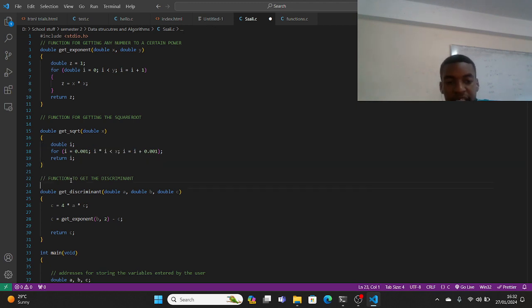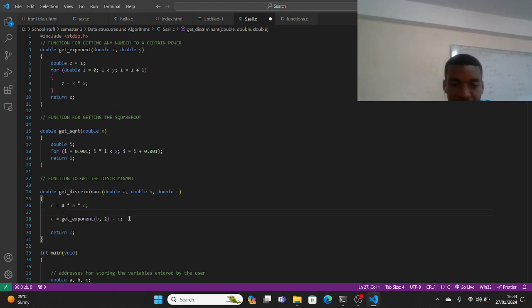From there, we create a function to get the discriminant, which is basically the square root of b squared minus 4ac. So from here, I first had to get the value of 4ac, which I gave to c. I gave it a variable c, which already exists, of course, but we just update it, which is 4 times a times c. Then I told the program to store that in c.